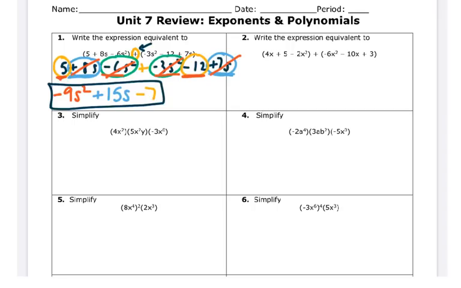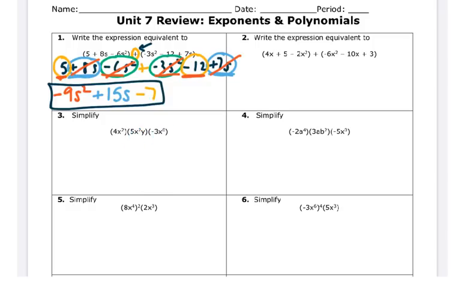Okay, let's take a look at number 3. So in number 3, notice there's no plus or minus sign between any of these parentheses. So what that means is that this is multiplying. So these are called monomials because that's one term, it's one chunk of math. That's a monomial, and that's also a monomial.